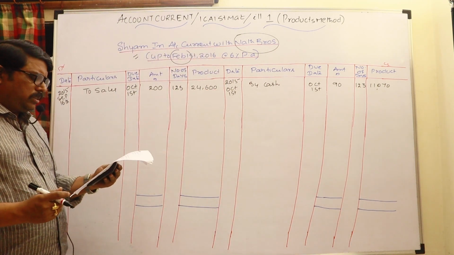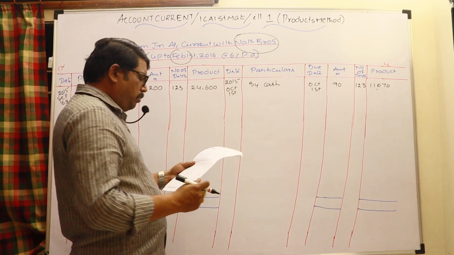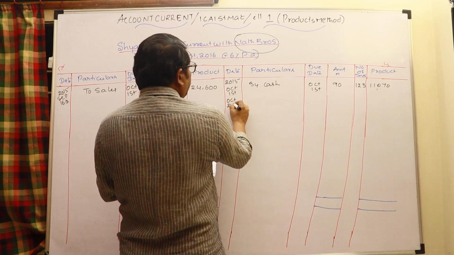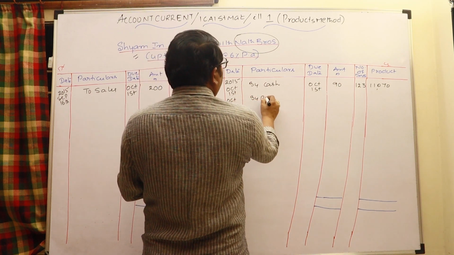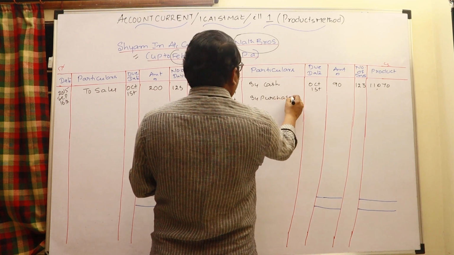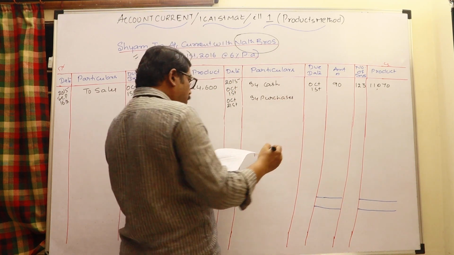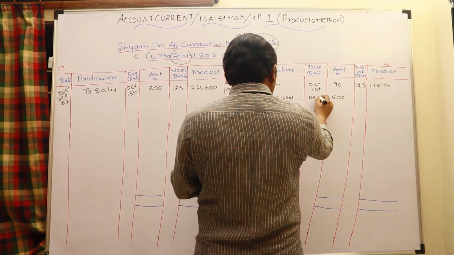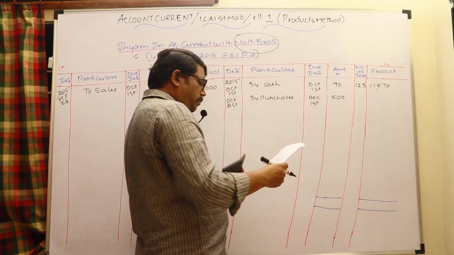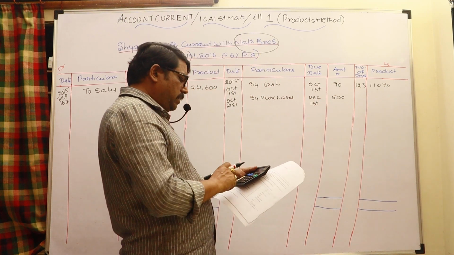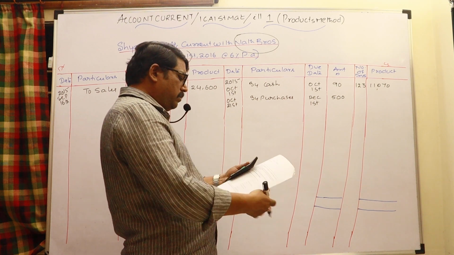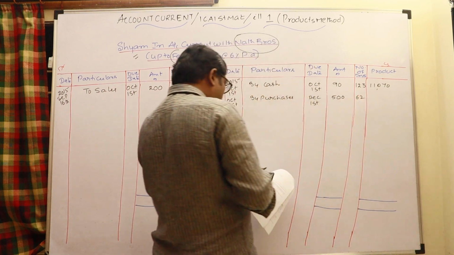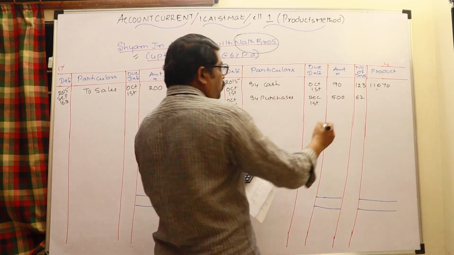October 21st, goods purchased from Shyam. Purchases account debit to Shyam. In the Shyam account, October 21st, by purchases, 500. A separate due date is given, December 1st. In December there are still 30 days, then January 31, February 1, total number of days 62. 500 into 62, the resulting amount is 31,000 product.